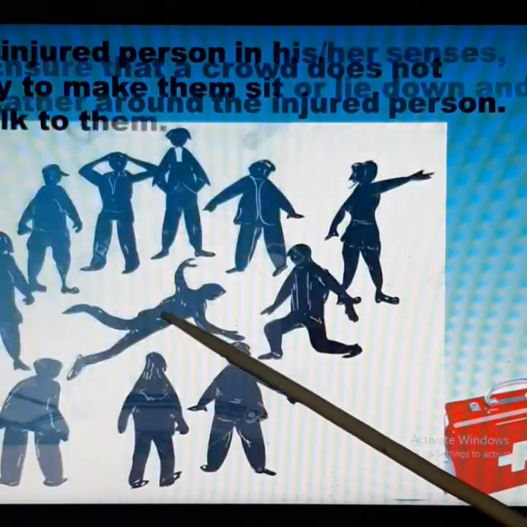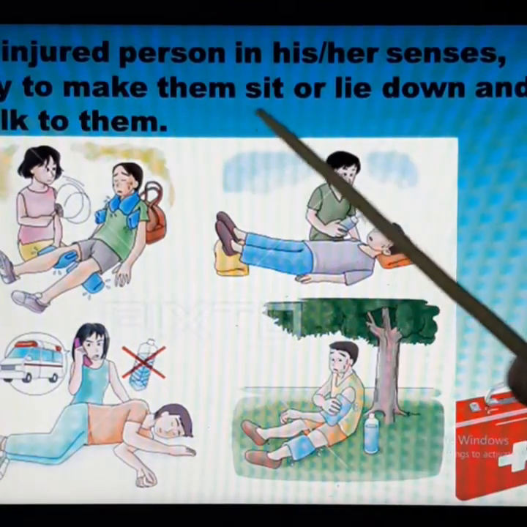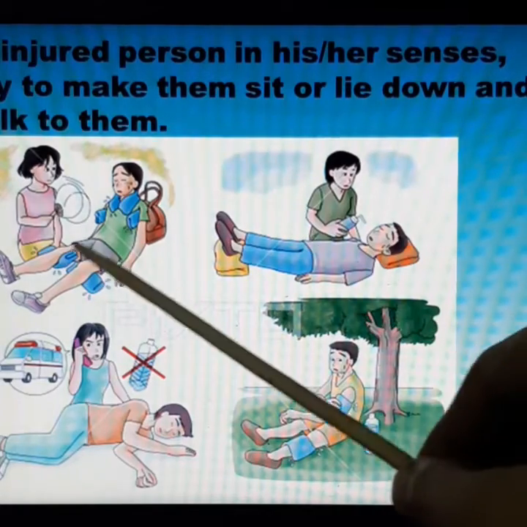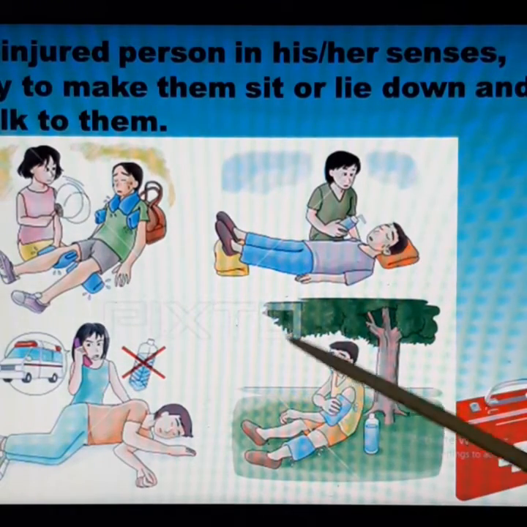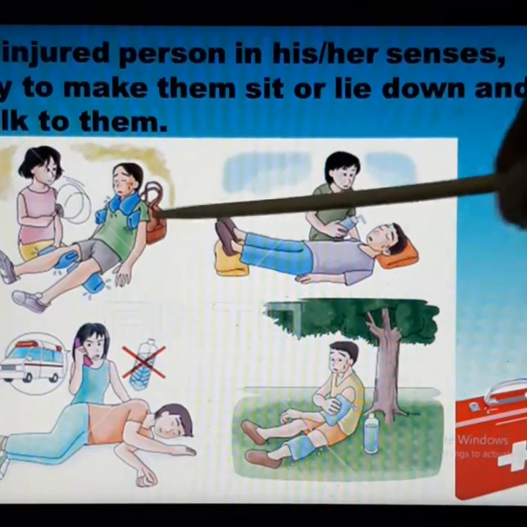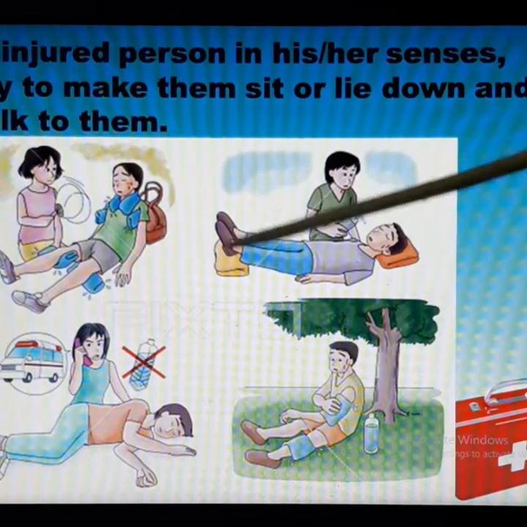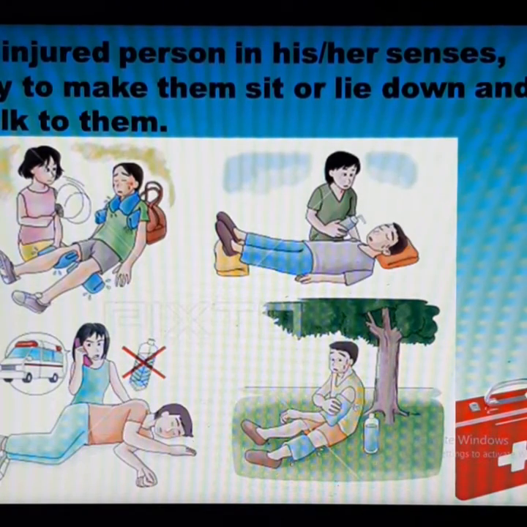Next, if the injured person is in his or her senses, try to make them sit or lie down and talk to them. If he is conscious, he has opened his eyes and he is moving, then you have to talk to that person and try to make them sit, or if they are very uncomfortable sitting you can make them lie down, but you have to keep on talking to them, so that they do not faint and remain conscious. So you have to take care of this also.